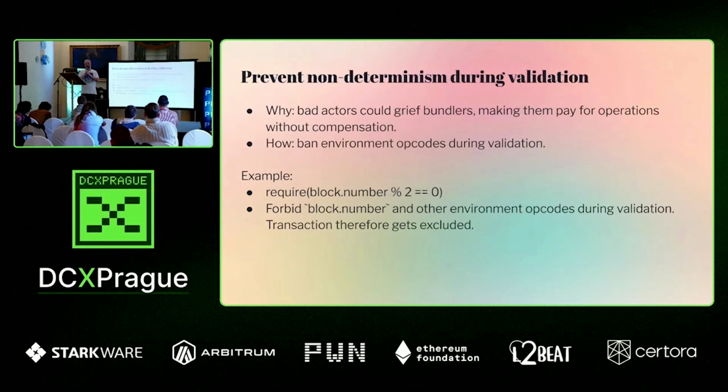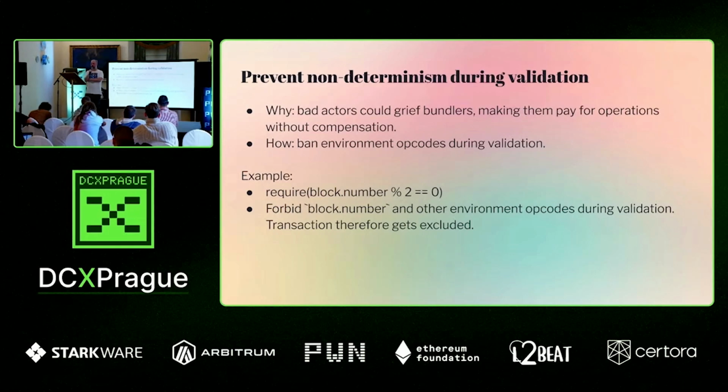Then we need to also make sure the transaction is deterministic. If it's valid in simulation, it needs to also be valid on chain. That means that we cannot allow environment access, such as block number, during validation. You can use any opcode you like during execution, but certain opcodes should not be used during validation, and you really don't need them. I mean, you don't need to look at a block number to validate your signature.